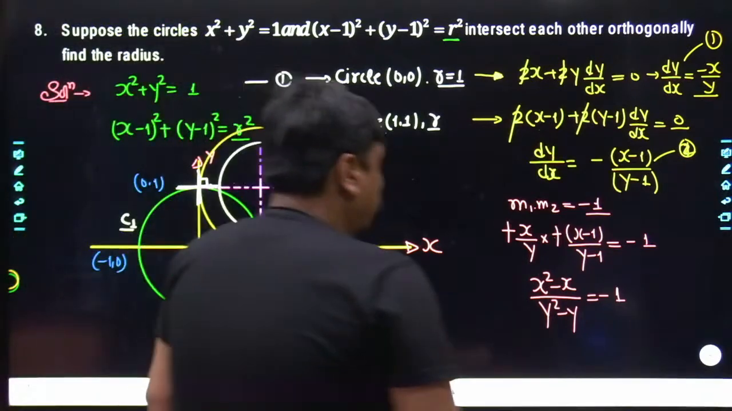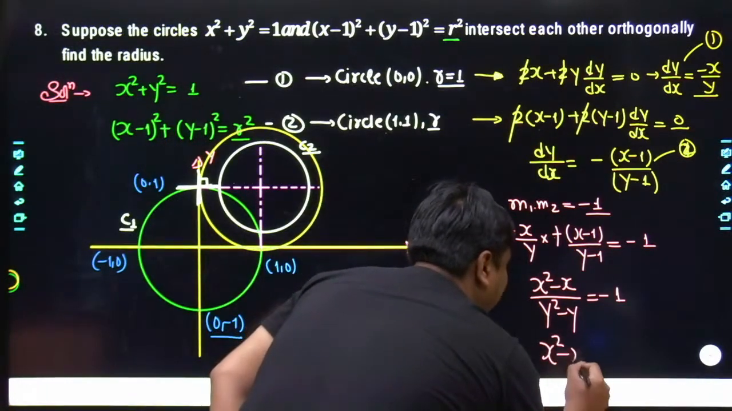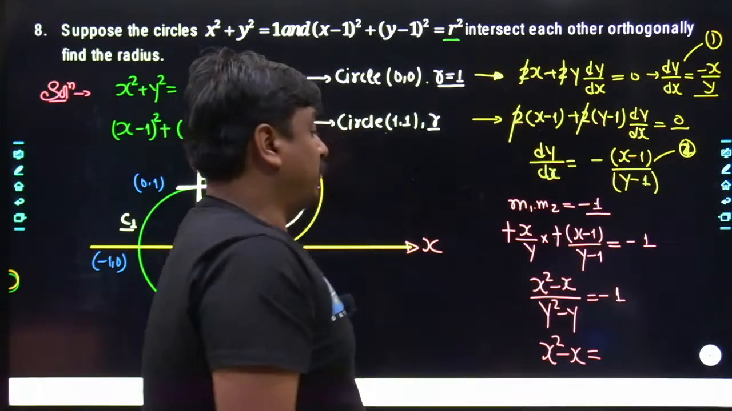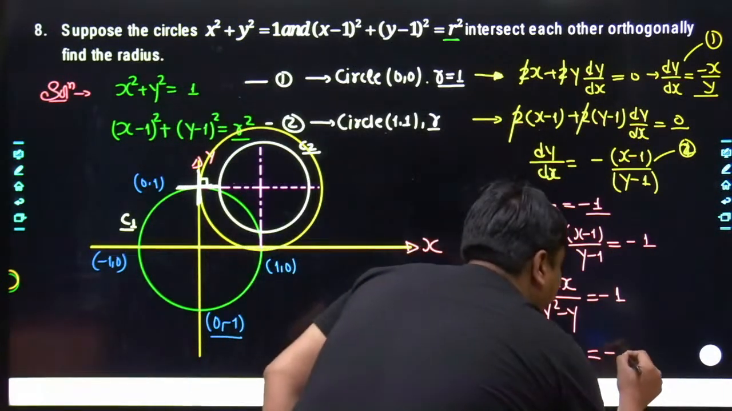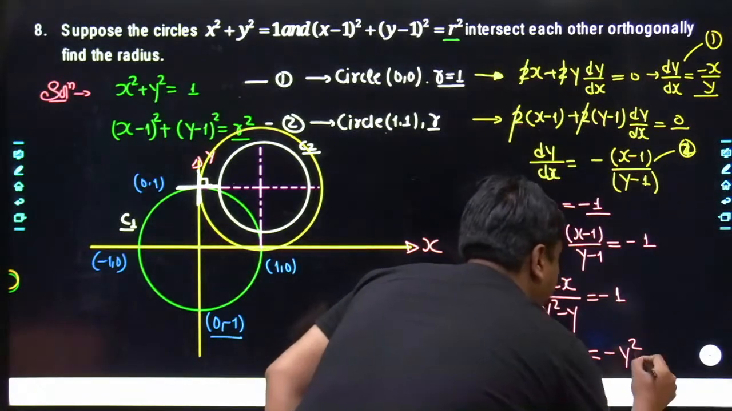And once we do so, the factor which has been left out towards the left hand side has been x square minus of x, y square minus of y is getting multiplied with the minus 1. Definitely the result what we get, it's simply going to be minus of y square plus of y.